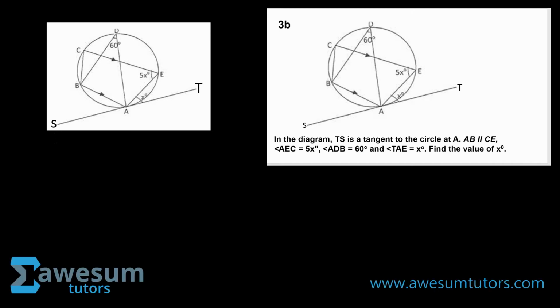Okay, now let us take a look at this question. You will realize that this question is asking to find the value of x right here. The first thing you need to look at is this. You have been told that TS is a tangent, and you also have BA to be a chord. You will agree with me that a chord will divide a circle into two segments.